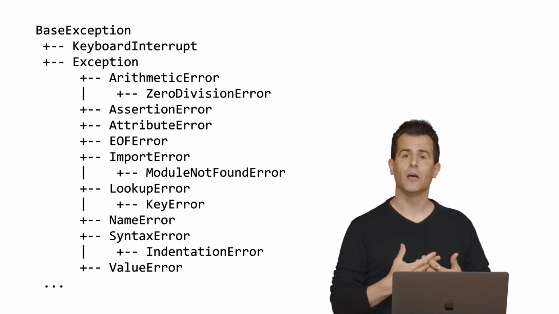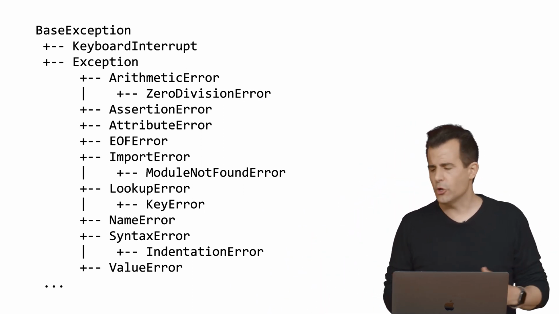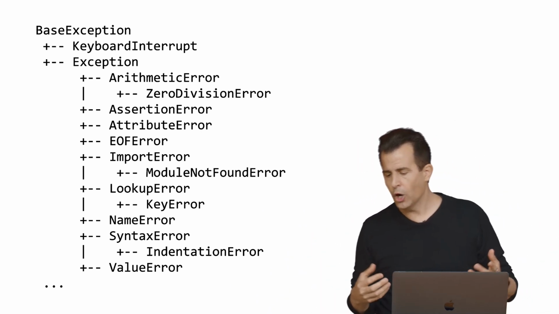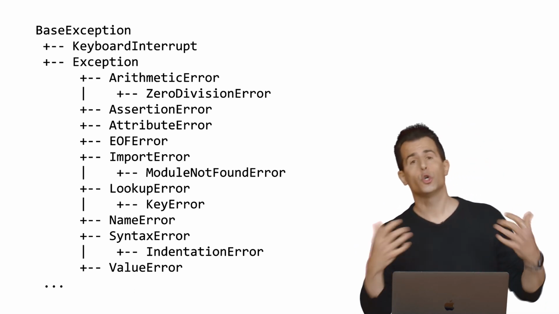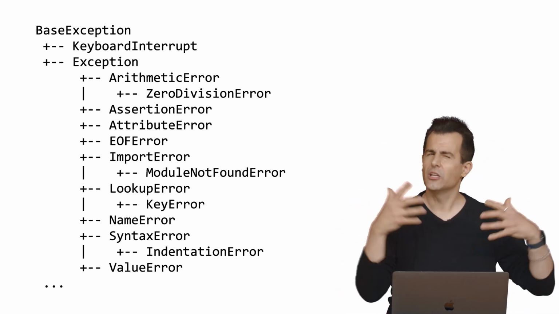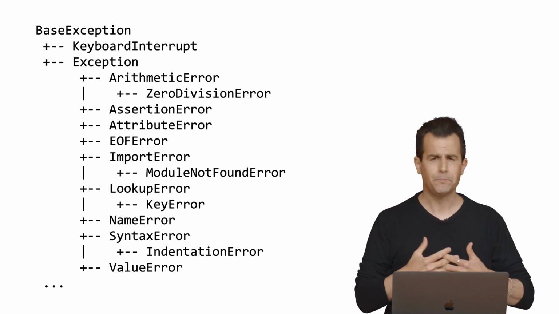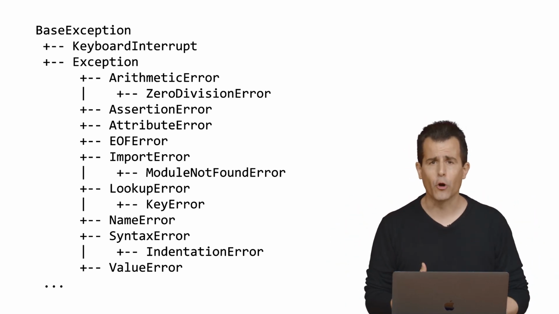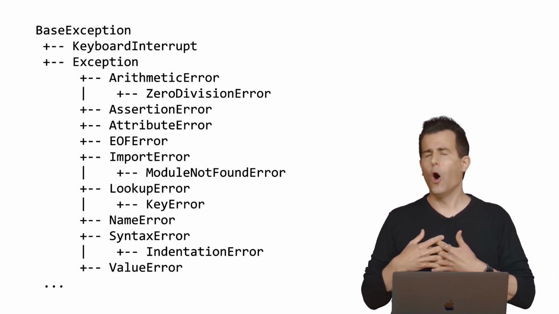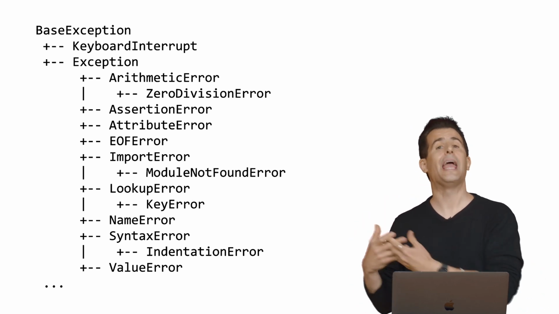Why did the authors of Python do this? Well, it turns out that whether you have a value error or a key error or an assertion error or any number of others, there's a lot of functionality common to all of those types of errors that you want a programmer to be able to use.